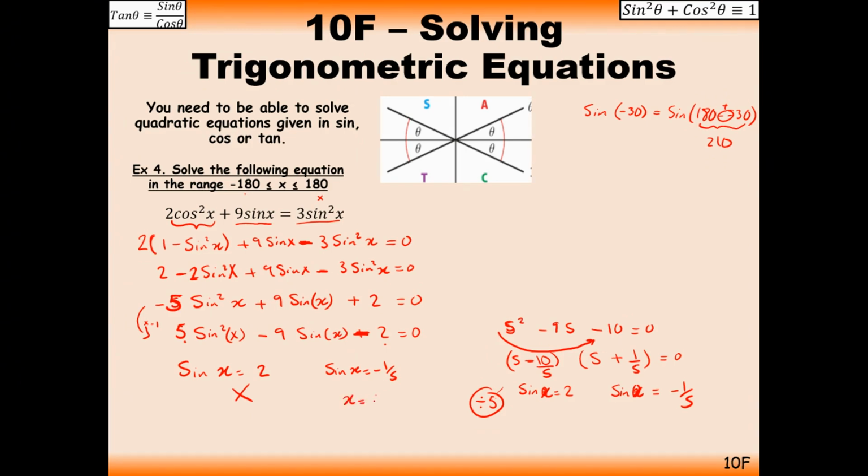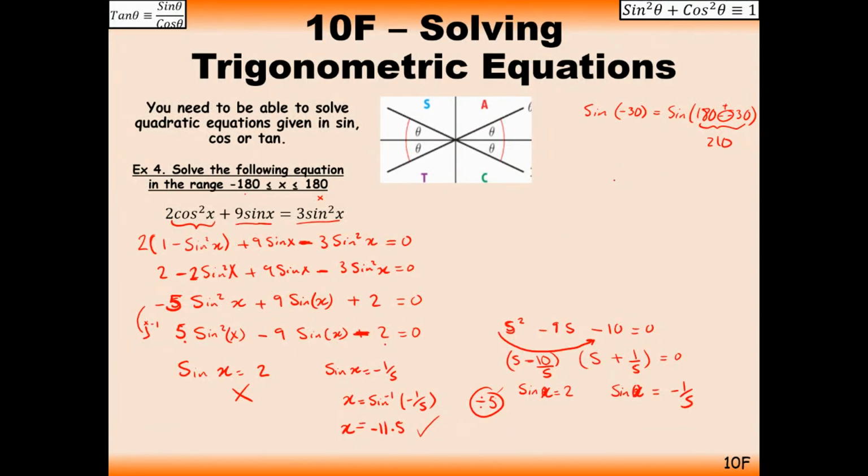Therefore, we're going to take sine inverse of both sides, and if we put that on our calculator, x will be negative 11.5, right? So this is a valid answer there, but we also need to find other answers.